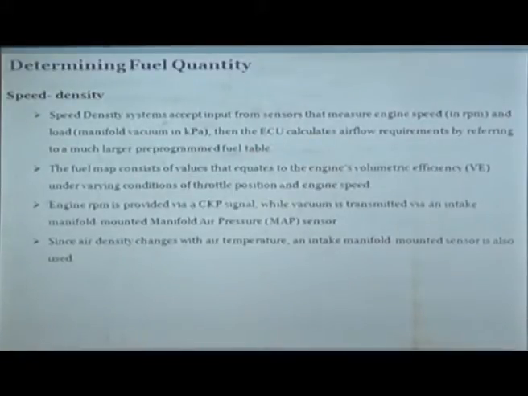The fuel map consists of values that equate the engine's volumetric efficiency under varying conditions to throttle position and engine speed. Engine RPM is provided by a signal from the distributor. The vacuum is transmitted via an intake manifold mounted manifold air pressure sensor. Since density changes with air temperature, an intake manifold mounted sensor is also used for measuring the air temperature.